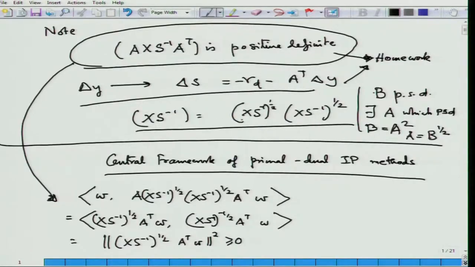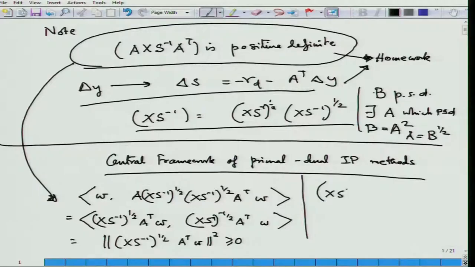So, here I can write this into these two parts, and I put it in this place, and then I take the transpose. This is a symmetric matrix, so the transpose is the same thing. Then (AB) transpose is B transpose A transpose, and this is how things happen. So, now this is nothing but the norm square, and this is greater than or equal to 0.